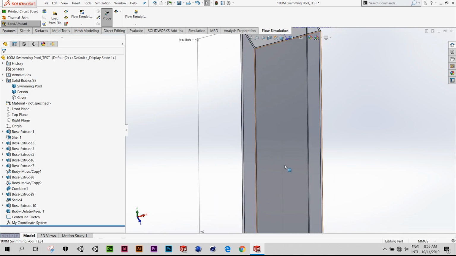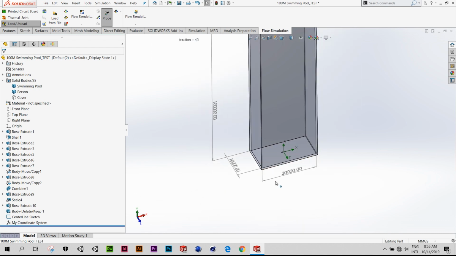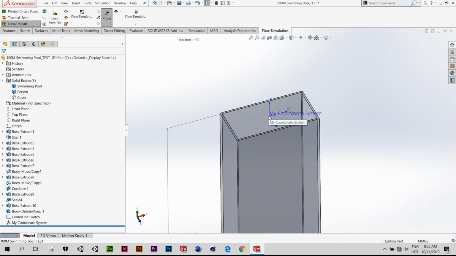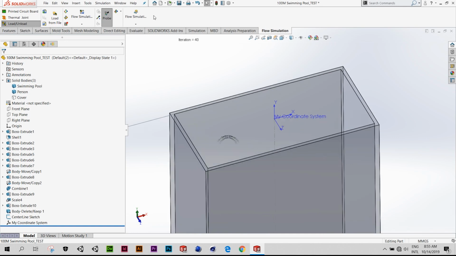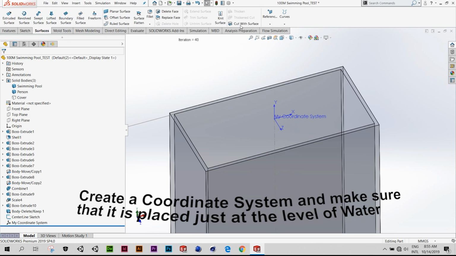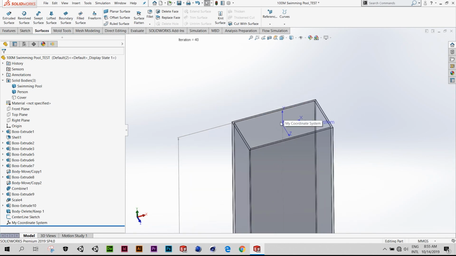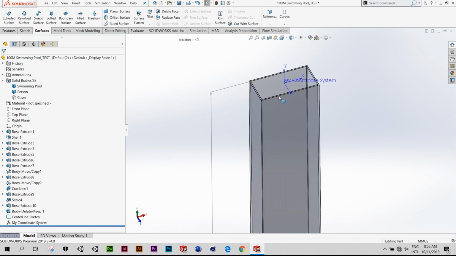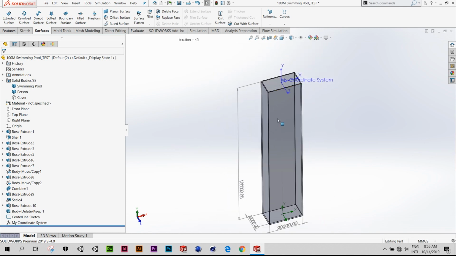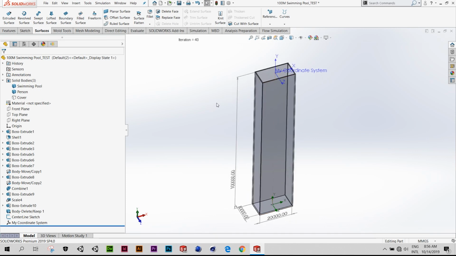And I also make a center line here. From the bottom to the top, I put a center line sketch so that I can place a reference for my coordinate system. So as you see, this is how deep the swimming pool is. You see, it's 100 meters.